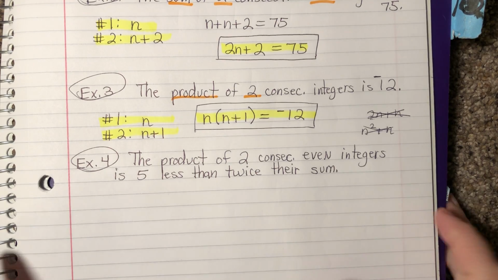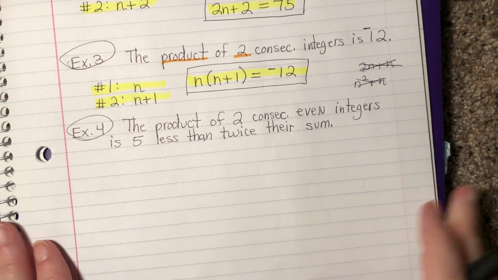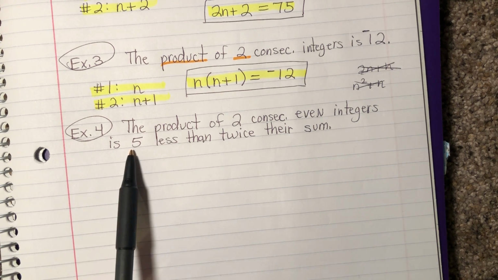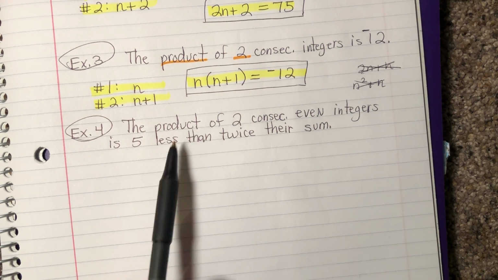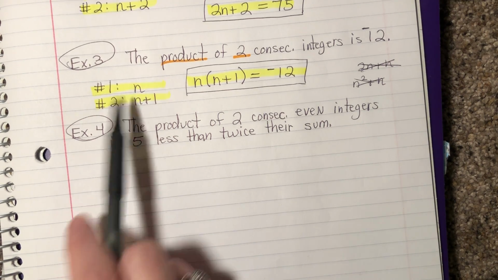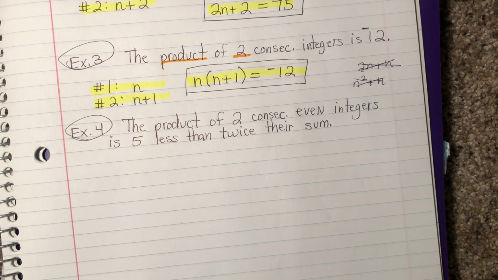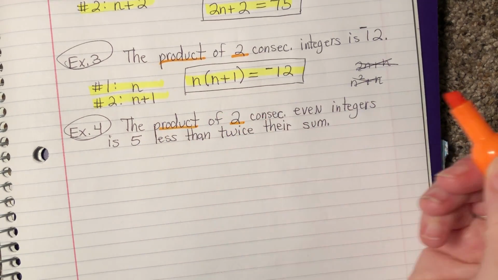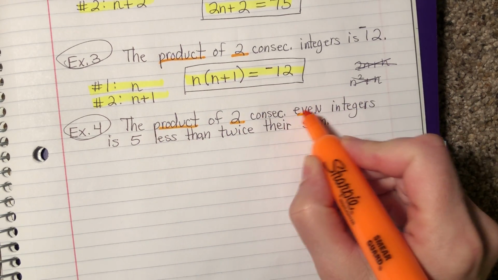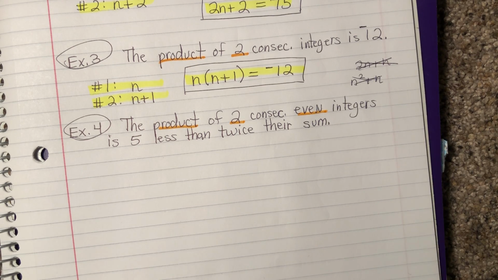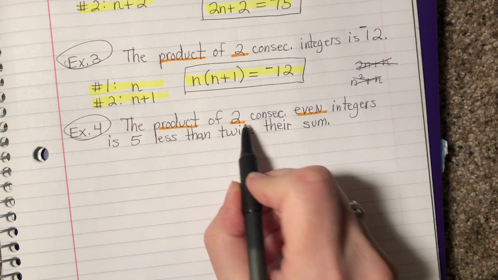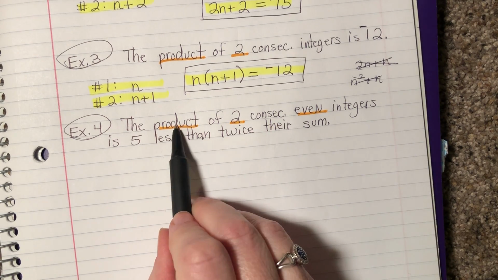Sorry about that. I cut that last one off at a weird place, but example number 4. So we're going to translate this into an equation, but we first have to define our unknowns. I'm looking for the keywords here. It says product of 2 consecutive even integers, at least for the first part. There's a lot going on in this one. So we have 2 numbers that we're multiplying because it says product.